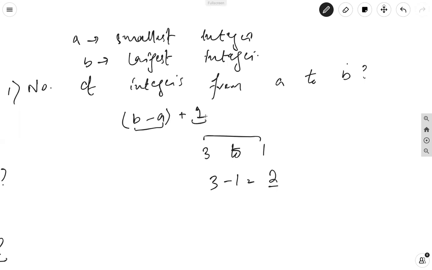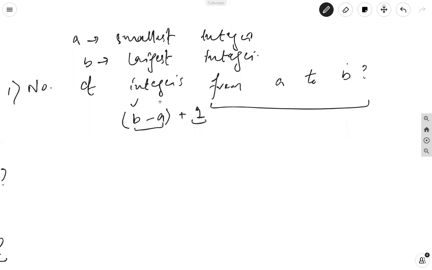This is the first scenario. 3 minus 1 is the range. Range is a different thing from the number of integers. Whenever you are asked for the number of integers from a to b, just subtract the smaller one from the bigger one and add 1.